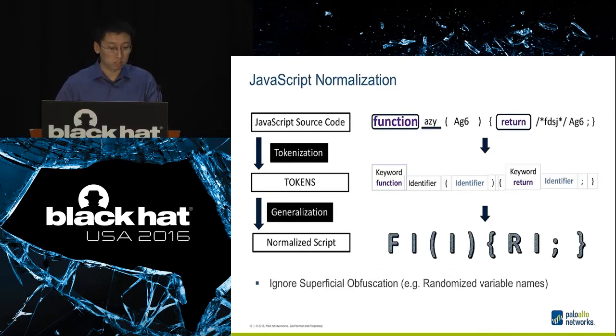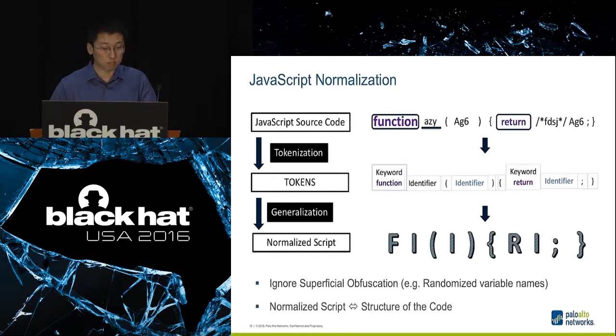Basically, the rationale behind the normalization is to ignore the superficial obfuscation techniques, such as randomizing the variable name. The different randomized variable names can be mapped to the same character after normalization. You can also tell from this example that the normalized script is more like the structure of the code. So later we will do some similarity comparison in terms of the structure of samples.